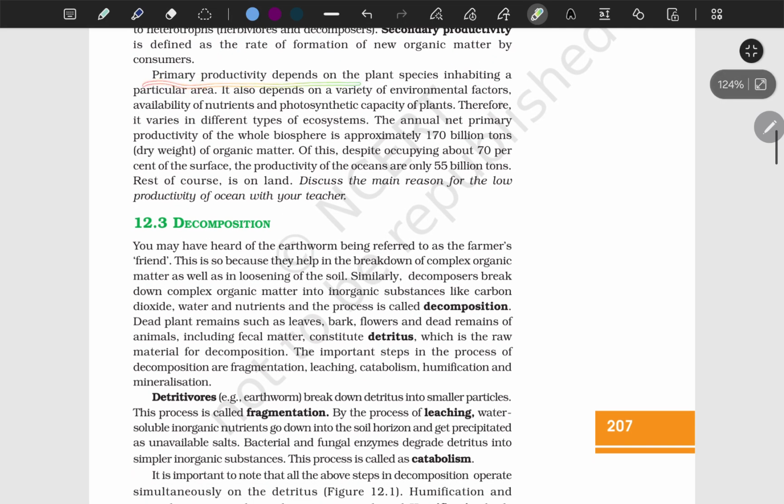So primary productivity depends on the plant species inhabiting a particular area. It also depends on a variety of environmental factors, availability of nutrients, and the photosynthetic capacity of the plants. Therefore, it varies in different types of ecosystem. The annual net primary productivity of the whole biosphere is approximately 170 billion tons dry weight of organic matter. Of this, despite occupying about 70% of the surface, the productivity of the oceans is only 55 billion tons. The rest, of course, is of land.